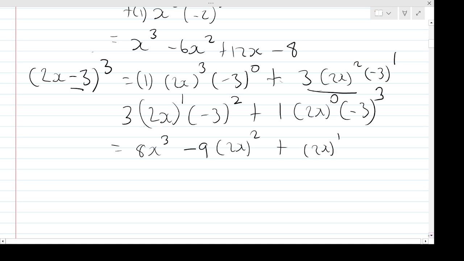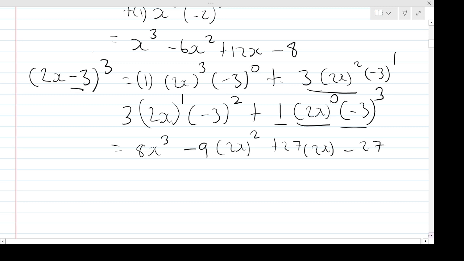Now 2x to the 1 is just 2x, right? And then it's 3 times minus 3 squared. Well, minus 3 squared is 9. Then 9 times 3 is 27. So we have 27 lots of 2x. Then lastly we have 2x to the 0, well, that's just 1. So effectively we have 1 times minus 3 cubed. Well, minus 3 cubed is minus 27. And there we are.